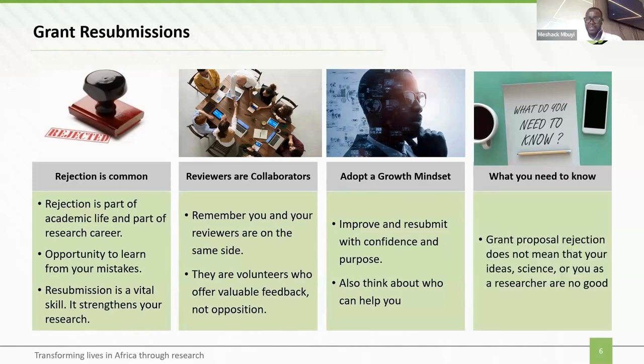But what you need to know is that grant proposal rejection does not mean that your ideas, your science, or you as a researcher is no good. It definitely means that maybe there's just a small issue with your application that, if you tweak or address it, then your application may be granted funding.